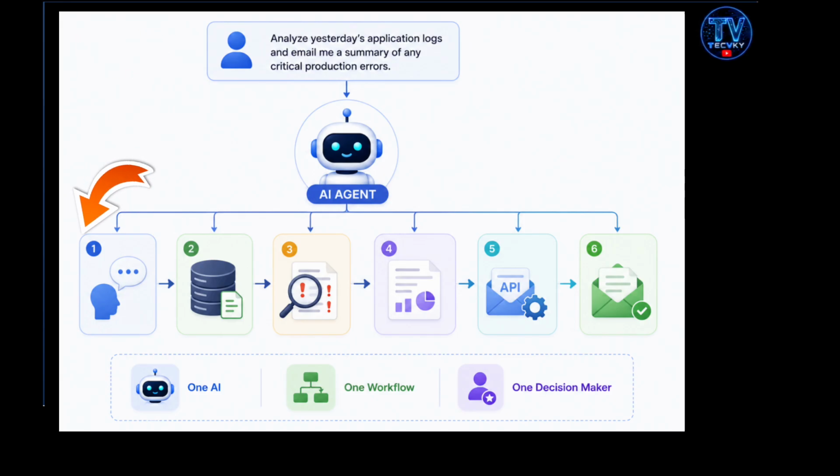The single AI agent would understand your requests, access the log database, analyze the errors, generate a summary, use the email API, send the report. One AI, one workflow, and one decision maker.